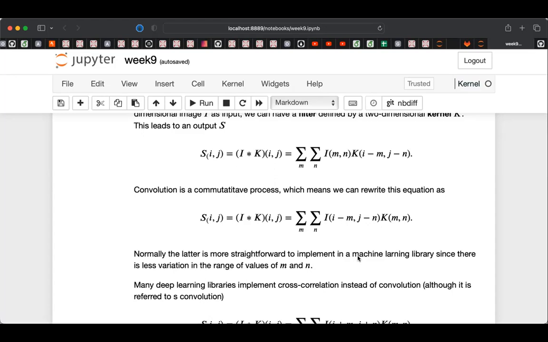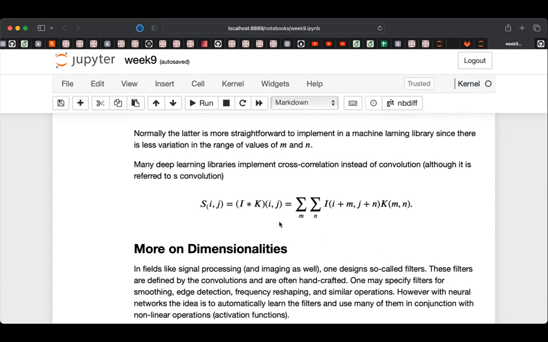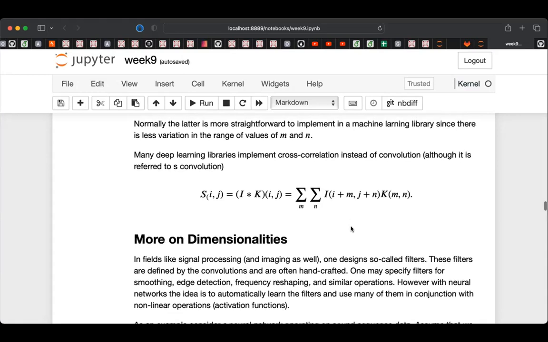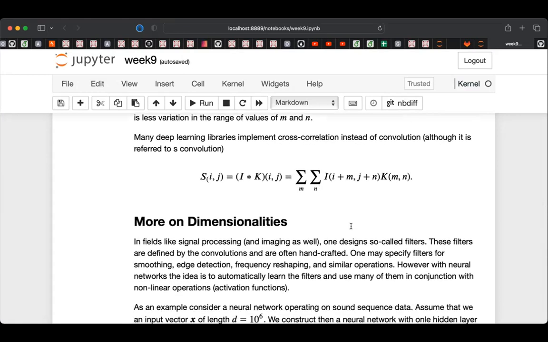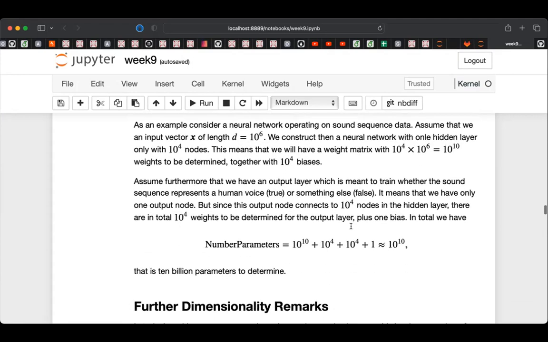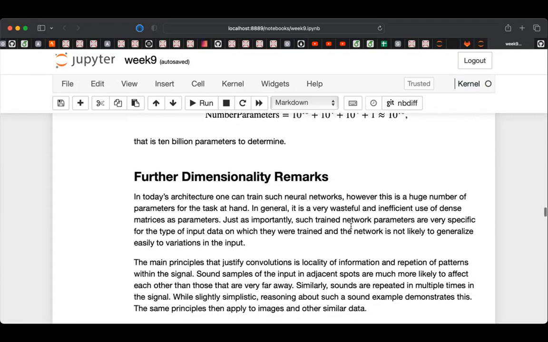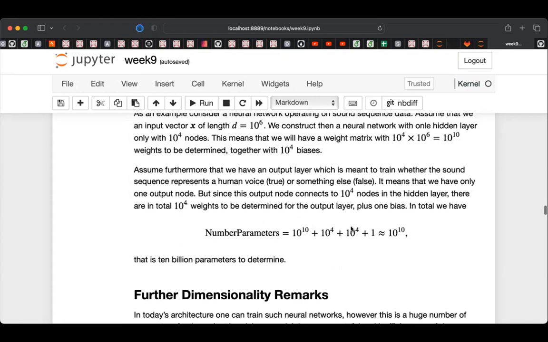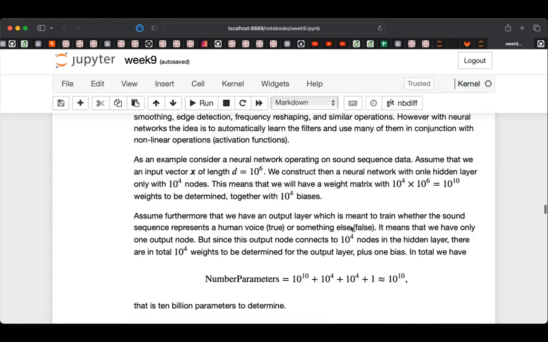So deep learning libraries normally implement something which is called the cross correlation here. It looks almost like the standard convolution here. So the whole point is that you want to compress a little bit the dimensionalities which you have. So you could now think of this as a dimensionality reduction method.